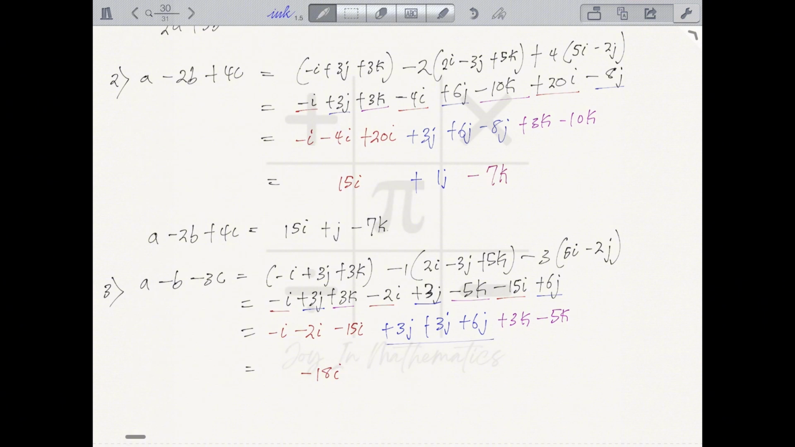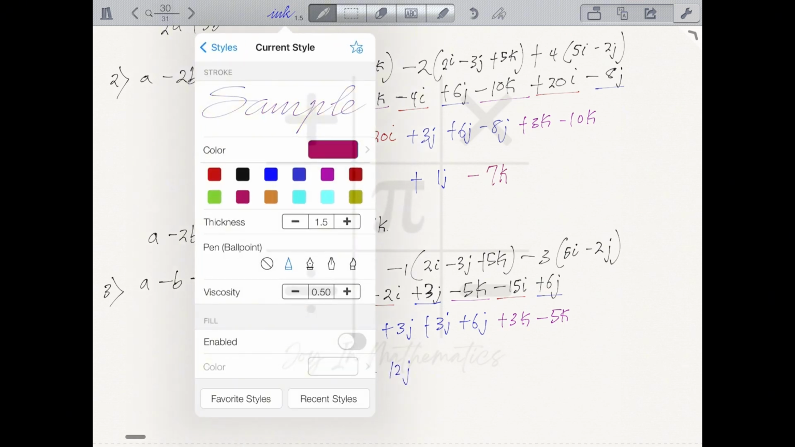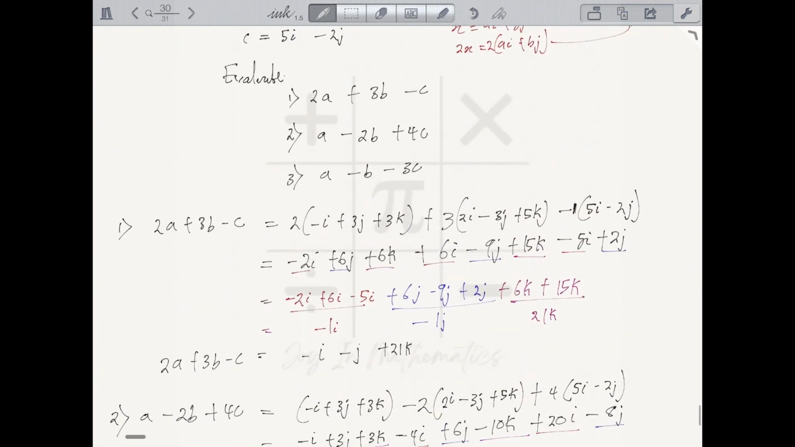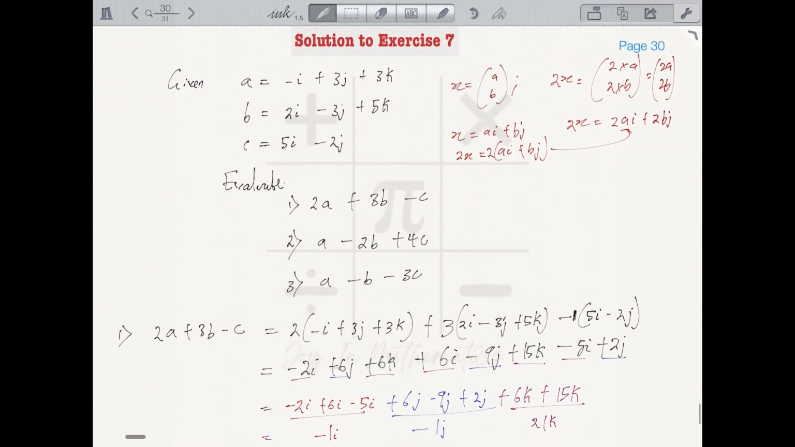The j component, which is 3j plus 3j plus 6j, will give us 12j. And likewise the k component, which is 3k minus 5k, will give us minus 2k. So we can conclude that A minus B minus 3C is equal to minus 18i plus 12j minus 2k. So we can see how scalar multiplication is implemented into addition and subtraction of vectors in their component form.